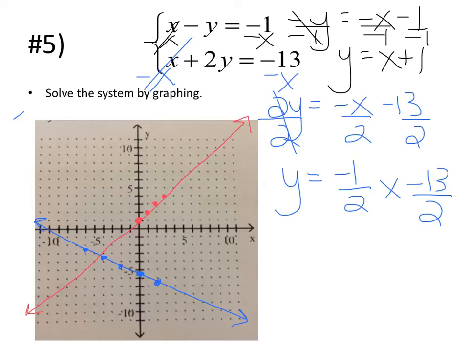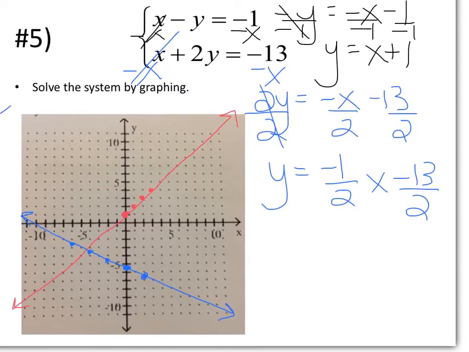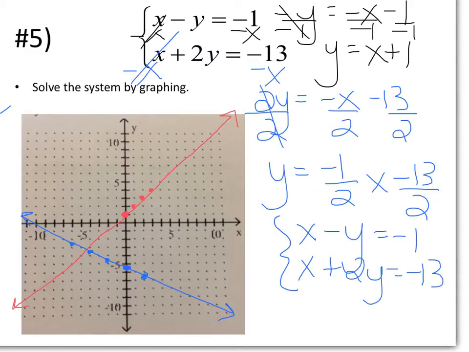Okay, so even on a graph, it's really difficult to tell what my intersection is, right? Because of this weird y-intercept. So I'm going to check my work by solving this either with substitution or elimination. So I'm going to do x minus y equals -1, and x plus 2y equals -13. I'm going to use elimination.